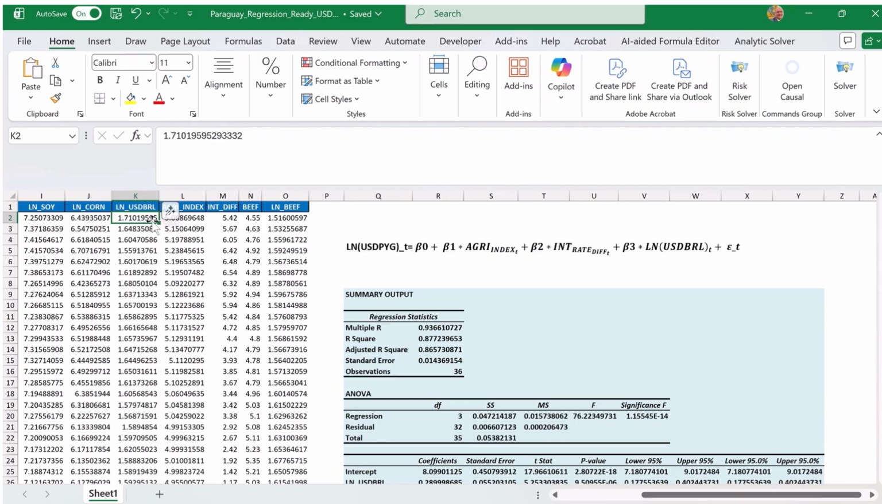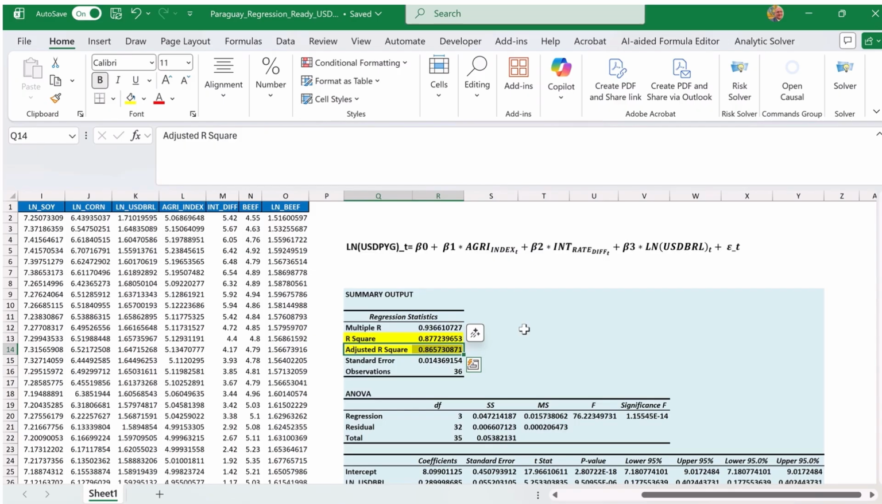The regression results indicate a very strong overall model fit. The R square is approximately 0.877, meaning that about 87.7% of the variation in the US dollar to Paraguayan guaraní exchange rate is explained by the included variables. The adjusted R square remains high at approximately 0.866, or 86.6%, confirming that the strong explanatory power is not driven by overfitting.